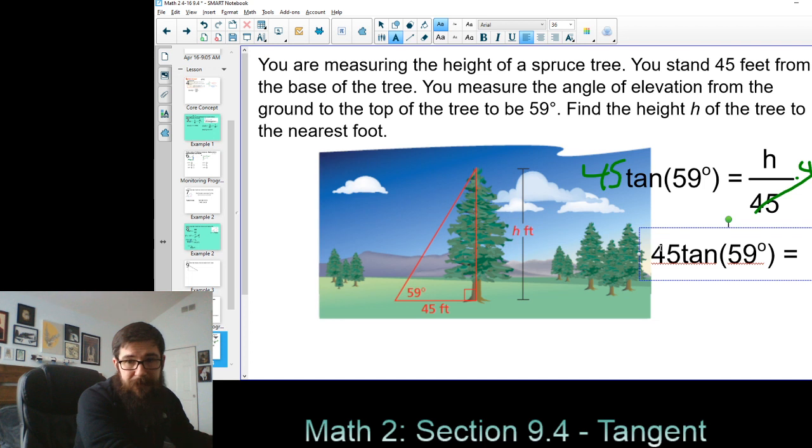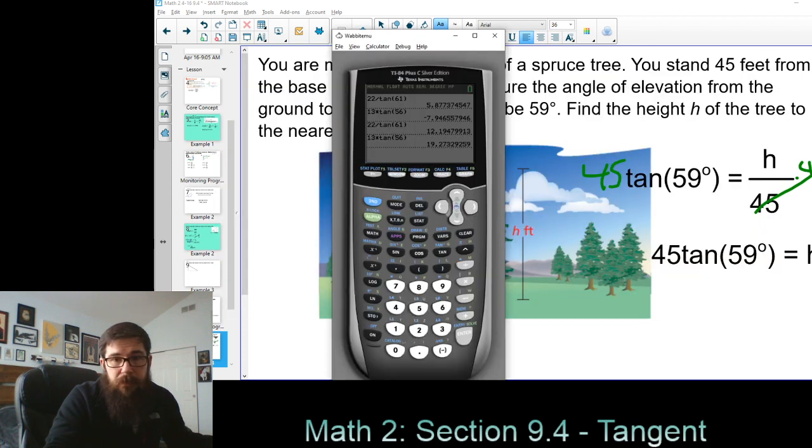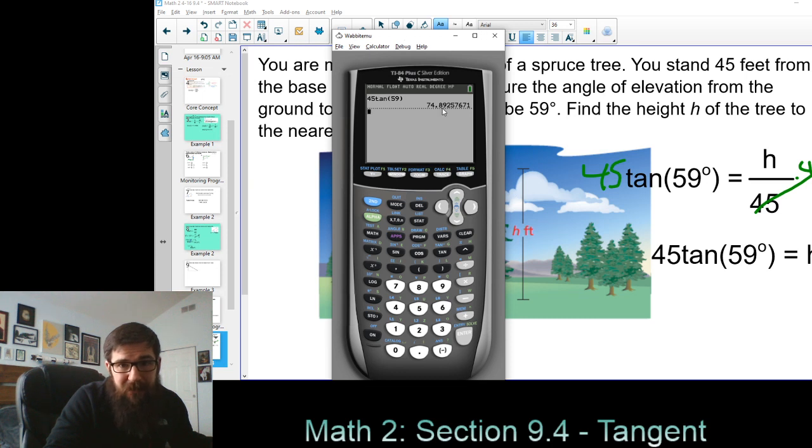59 degrees is my h value. This is time for the calculator. There's not any thinking you can really do with it. You're not going to be able to come up with these numbers on your own. 45 times tangent of 59, and just hit enter. How tall is that tree? 74.893 feet.